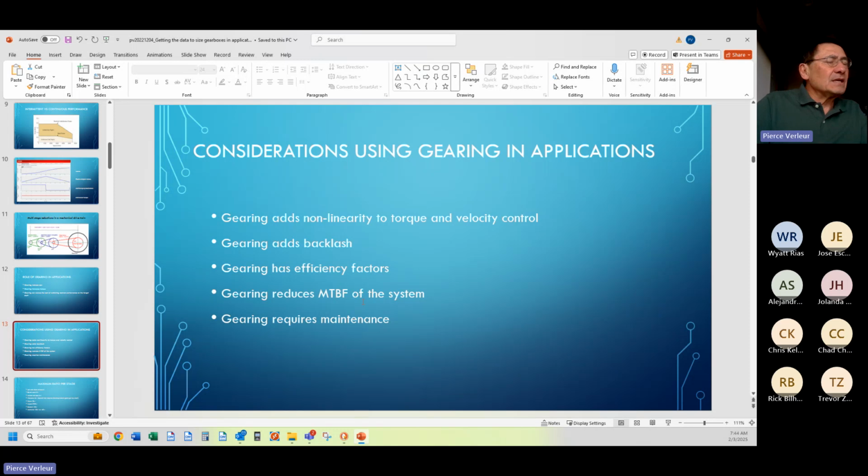Gearing reduces the mean time between failure of the total system. Why? You're adding more parts. It is a mechanical device. It has all sorts of things that wear out, like the bearings, like the teeth, the fluids that you use to lubricate and cool it. And gearing definitely requires maintenance. Seals wear out. Lubrication has to be changed. In many cases, you're going to have a periodic maintenance where you're switching out the bearings, etc.